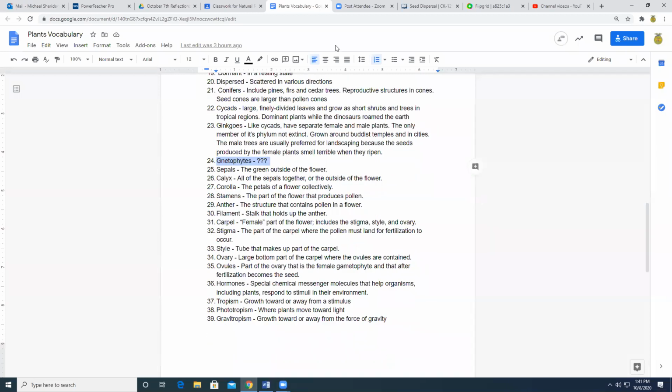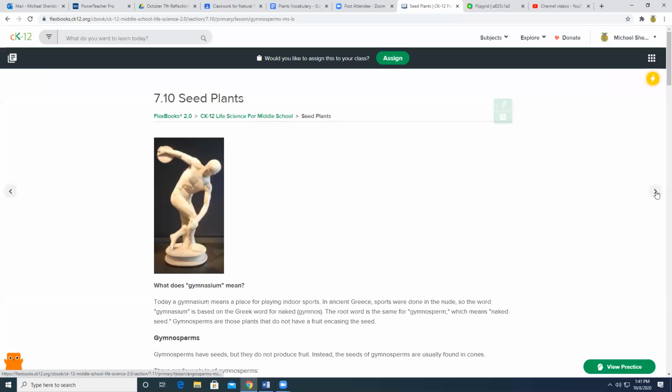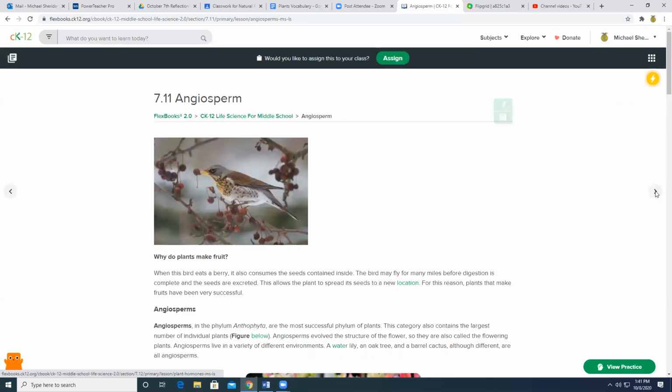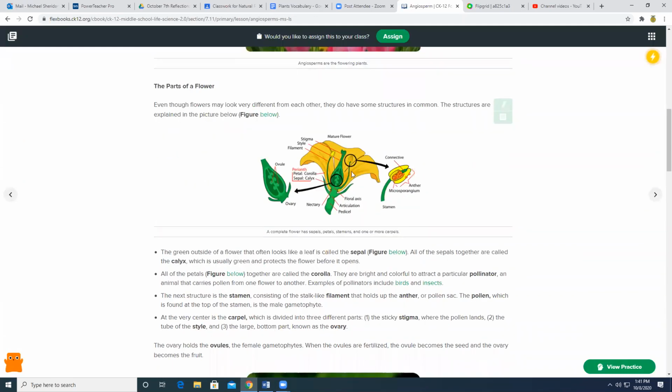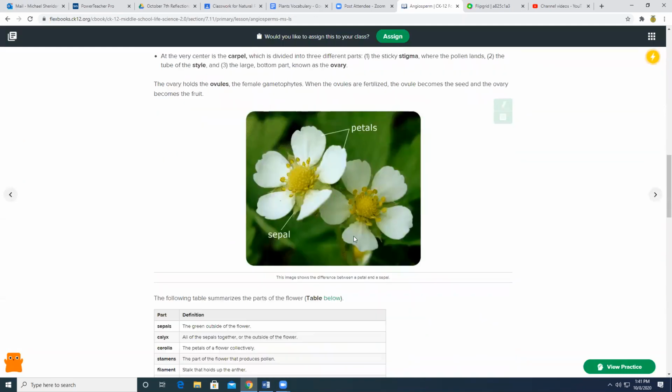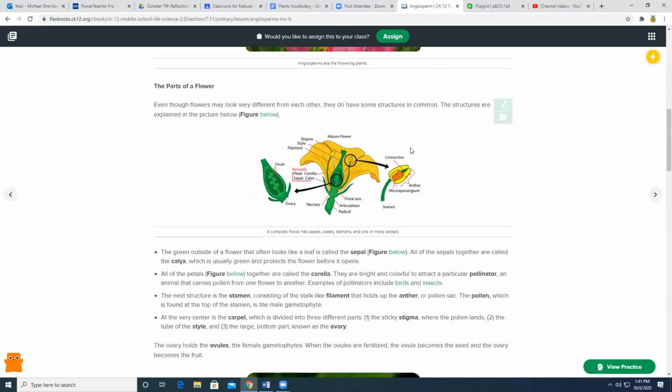Then we get into talking about our really, really good diagram of a flower in our angiosperm deal here. It does a good job of defining all these here. I've actually copied and pasted those and put them in your vocabulary sheet. And it does a really nice job in this diagram of showing exactly where all of these parts are.